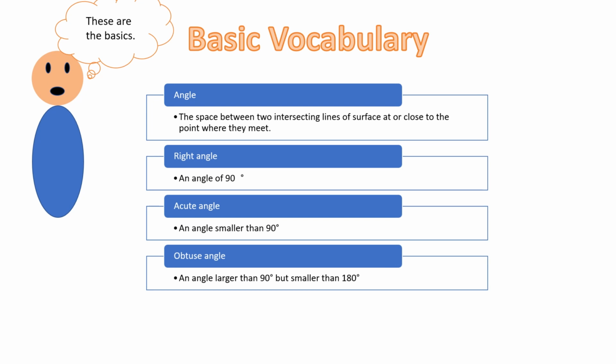Here's the basic vocabulary about angles and angle relationships. You should already know this, but I'm going to say it just in case. An angle is the space between two intersecting lines or surfaces at or close to the point where they meet. A right angle is an angle of 90 degrees. An acute angle is an angle smaller than 90 degrees. An obtuse angle is an angle larger than 90 but smaller than 180 degrees.